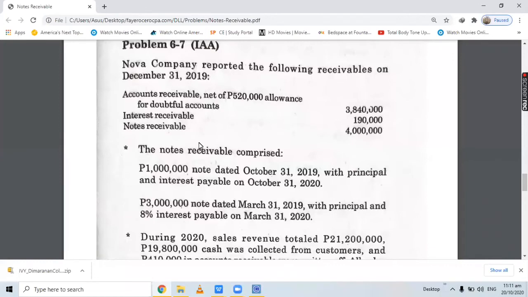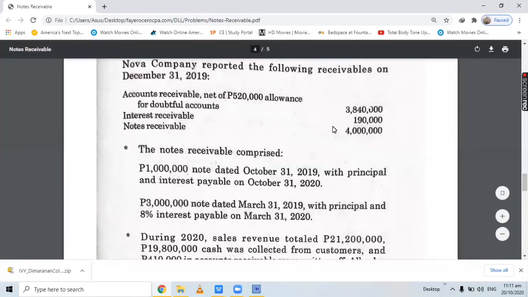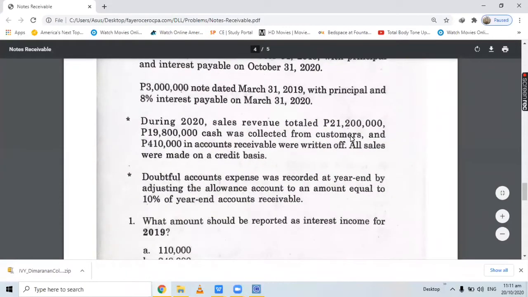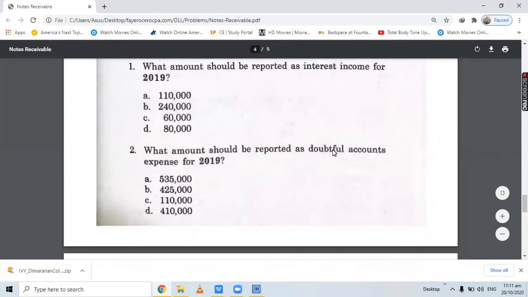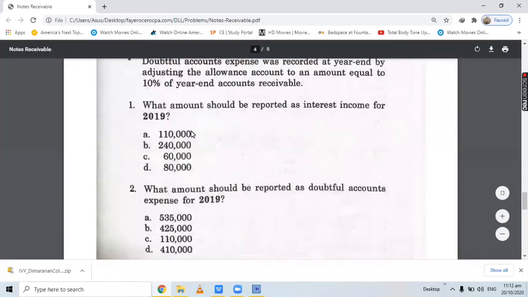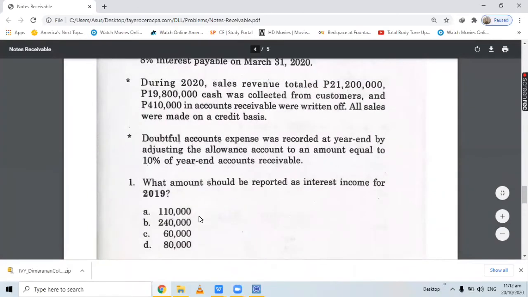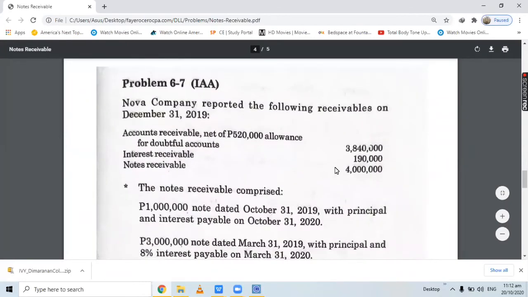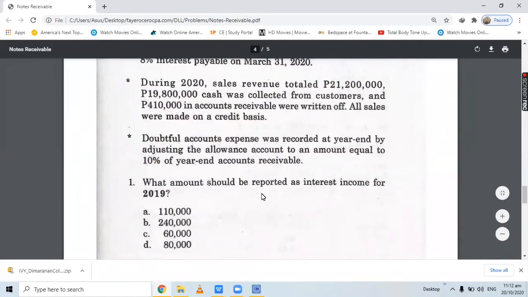Okay, next problem. Nova Company reported the following receivables on December 31, 2019. Okay, so meron tayong account receivable, interest receivable and notes receivable. Combination siya. Question number 1, so multiple choice naman siya. What amount should be reported as interest income? So first of all, I think may correction dito. The year should be 2020. Kasi ito na nga yung reported niyo 2019. So the question should be, what amount should be reported as interest income for 2020?